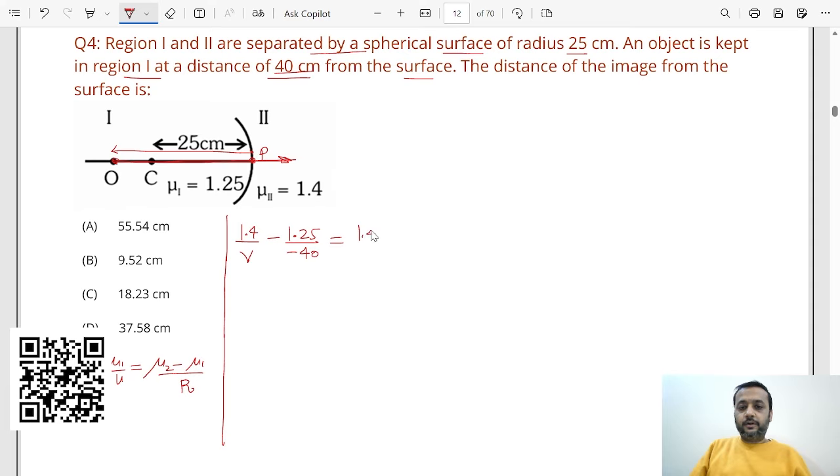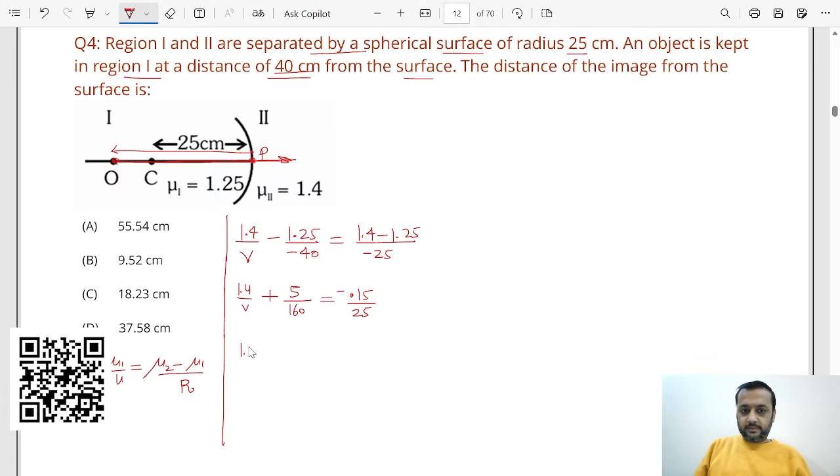So mu2 is again 1.4, minus mu1 which is again 1.25, divided by r. Radius of curvature will also be negative, for the same reason, because the center of curvature lies on the left of the pole, whereas the light ray was going towards the right direction, which is why you will put a negative sign. So from here you will write 1.4 by v, and this will become 1.25, so you can write 5 by 4. And 4 into 40 will become 160. So 1.4 minus 1.25 is how much? This is 0.15, divided by 25.